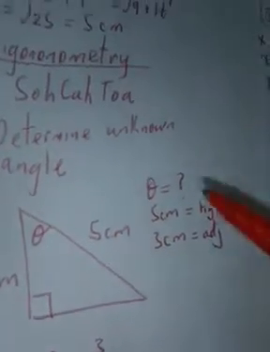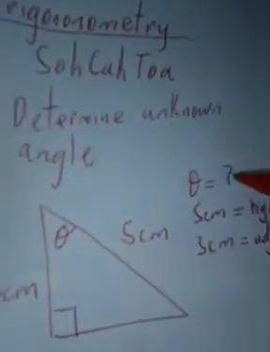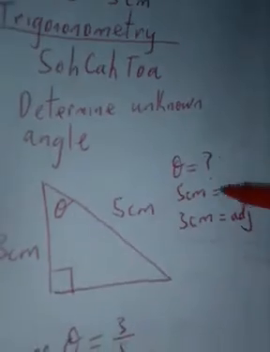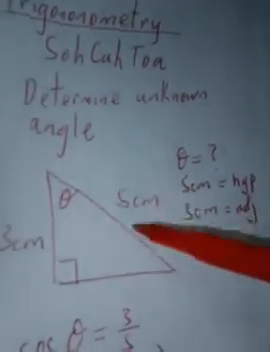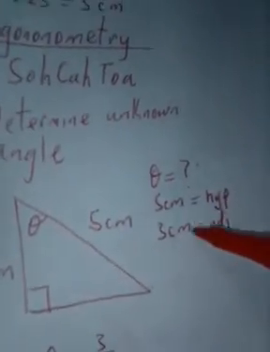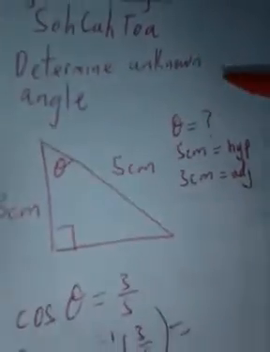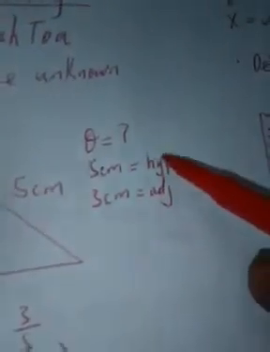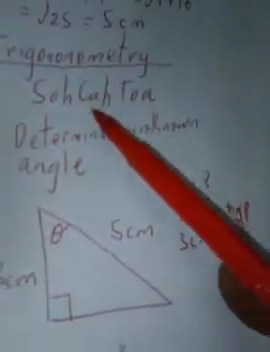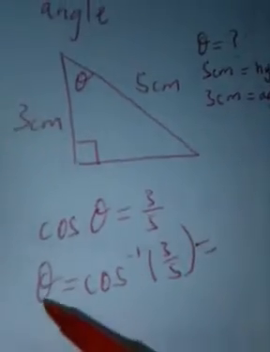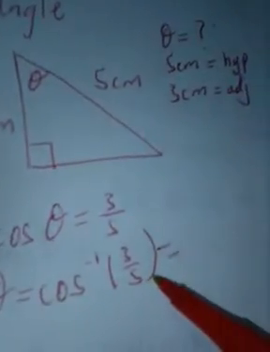So the first thing that I always say is, write down what you have. Theta is equal to, we don't know. The 5 centimeters is equal to what? Hypotenuse is opposite the right angle. The 3 centimeters is equal to the adjacent. It's next to the angle that we're looking at. So I have adjacent and hypotenuse. I'm going to use cosine. So I get cosine theta is equal to 3 over 5.